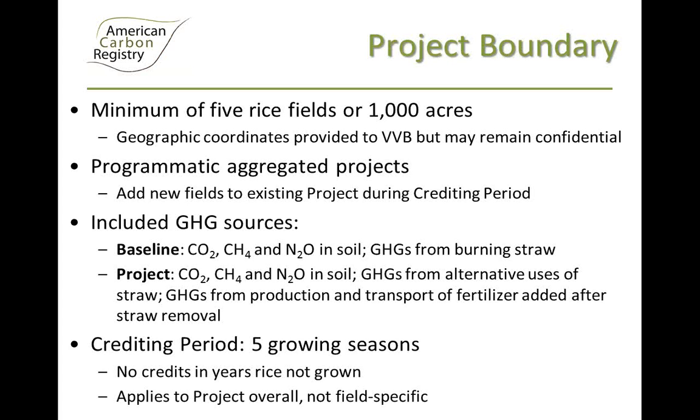Some other greenhouse gases do have to be accounted for from burning of straw in the baseline, and in the project scenario from alternative uses of straw if that gets removed and used in biofuels, building materials, animal feed, etc., as well as greenhouse gases from production and transport of fertilizer that may have to be added to replace nutrients from straw. The crediting period is 5 growing seasons, with credits only awarded in the years that rice is grown, and it applies to the project overall, not specific fields.